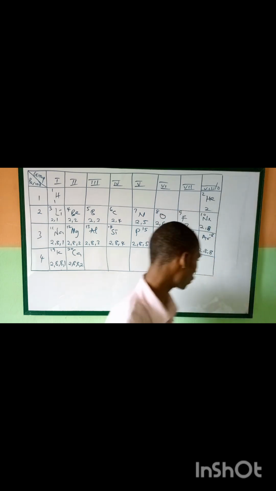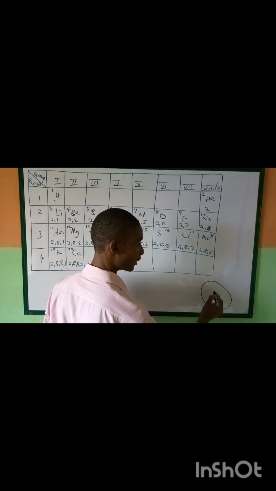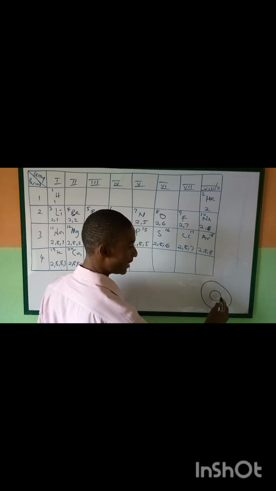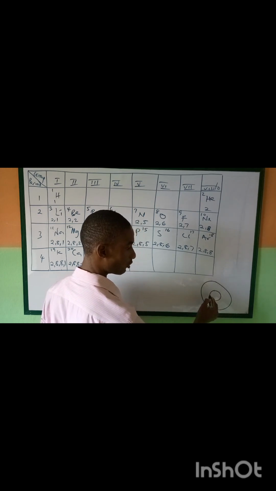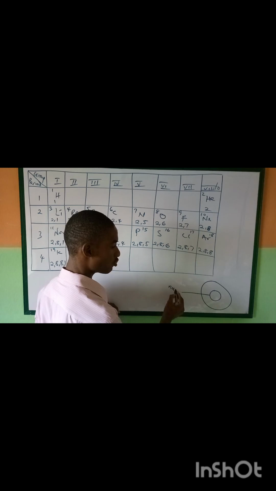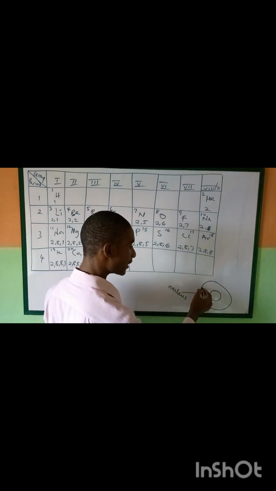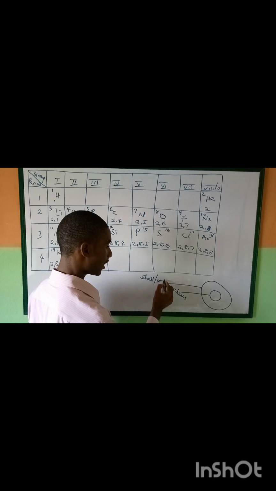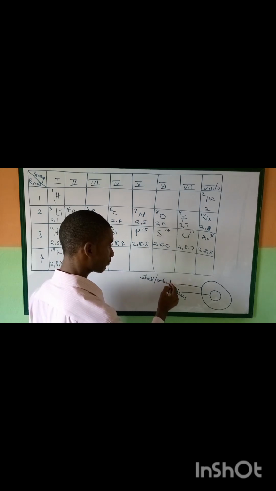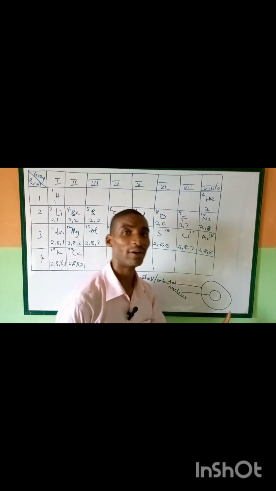If you look at the structure of an atom, it is something like this. Inside, there is a small hole. If you look at an atom, this inside is called the nucleus, the nucleus of the atom, while this outside is called the shell or the orbital. Orbitals are where electrons are found.